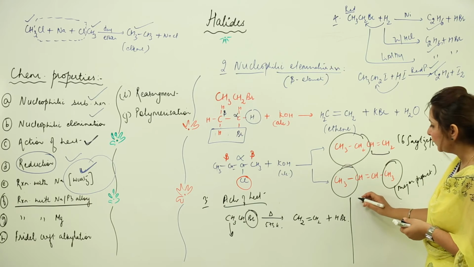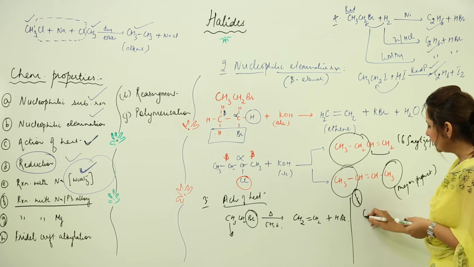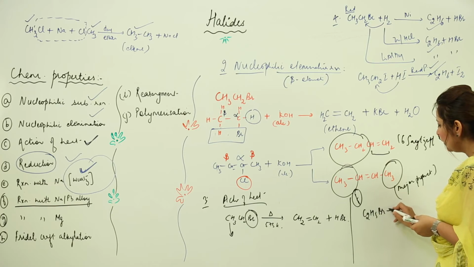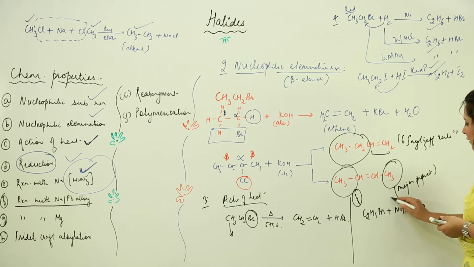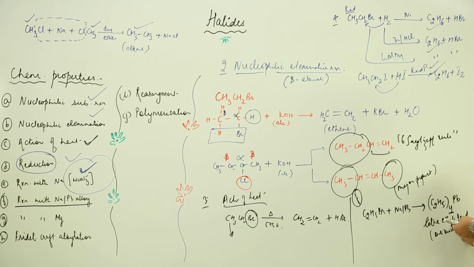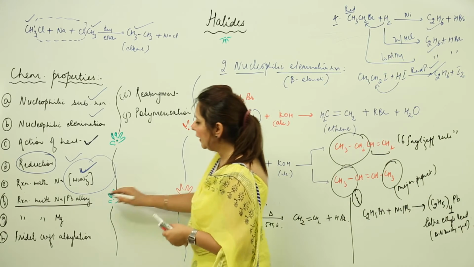So let's look at the board. Let's say we have ethyl bromide again, and I am reacting it with sodium lead alloy. What happens? The Pb replaces the Br, and as a result we get (C2H5)4Pb. This is termed tetraethyl lead, Pb is lead, which is used as an anti-knocking agent in engines. So this is the reaction with sodium and lead alloy.